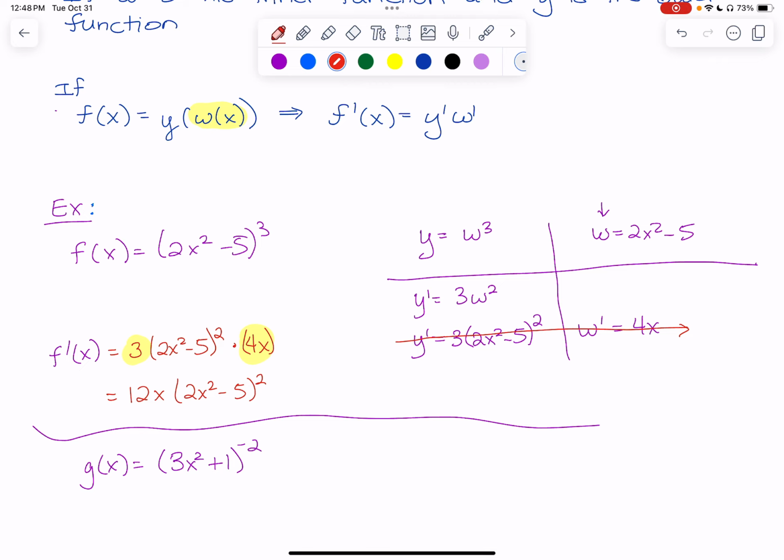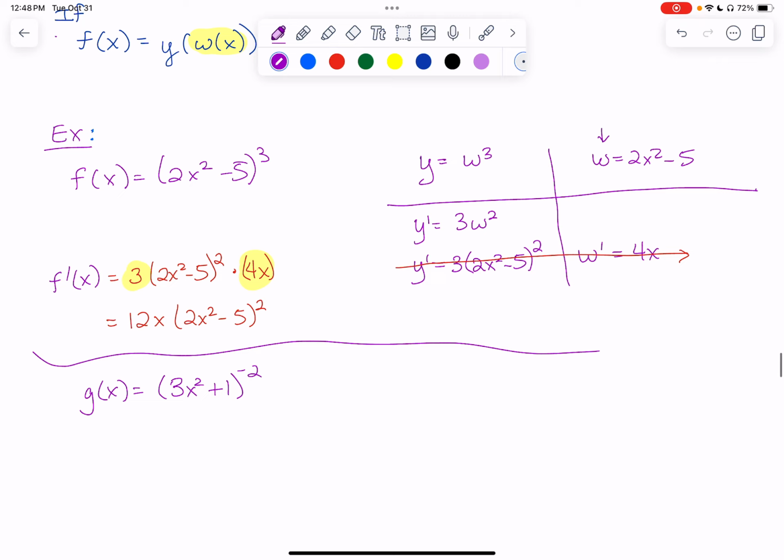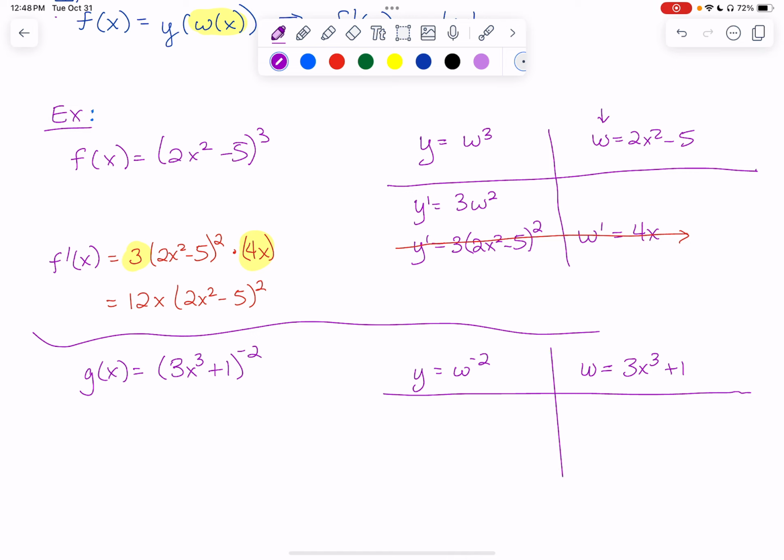Okay, so the chain rule is not too bad at all. Let's take a look at the second one. If you remember my innermost function, the first thing that I would do if I was trying to evaluate it would be the 3x cubed plus 1, and that was written wrong over here on this side, so let's turn this into a cube. And then my outermost function is the y is equal to w to the negative 2. We already kind of talked about those ones. So let's separate these a little bit.